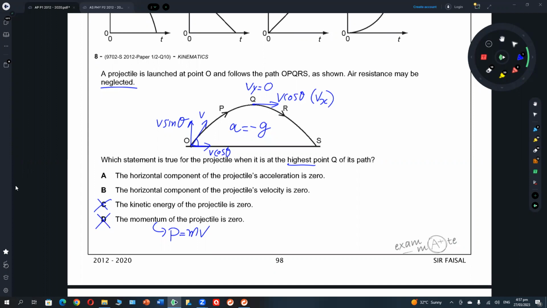Horizontal component of velocity is zero. Very good. A is what remains. How can A be right? The option is narrowed down to A, and fine if A is the only option. But do you remember in projectile, as I just said, every quantity has two components, horizontal and vertical. Now, this is the horizontal component. Do you remember horizontal component remains constant in projectile? Acceleration will be 0. Yes.